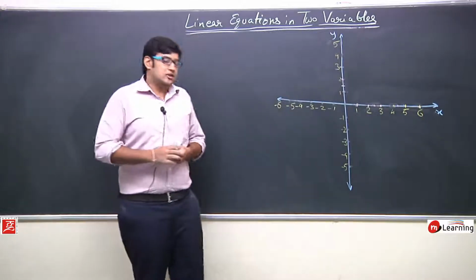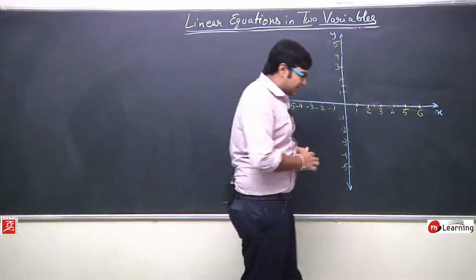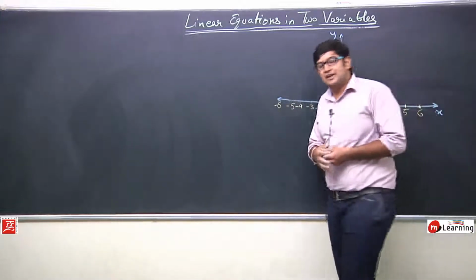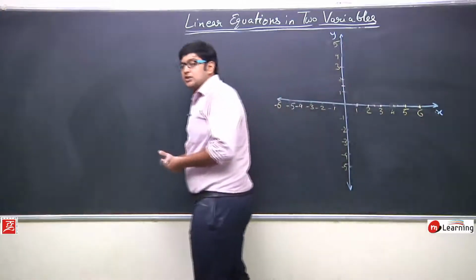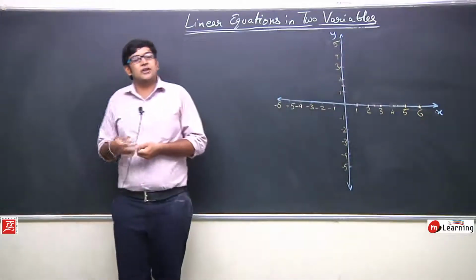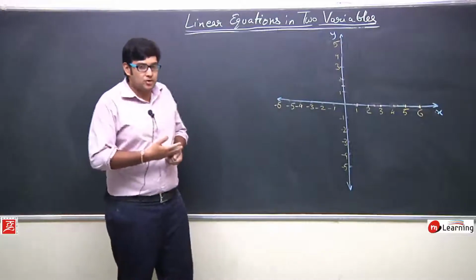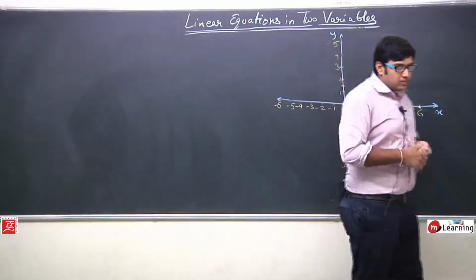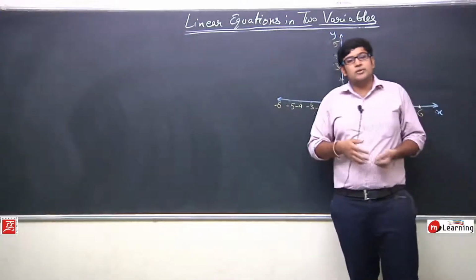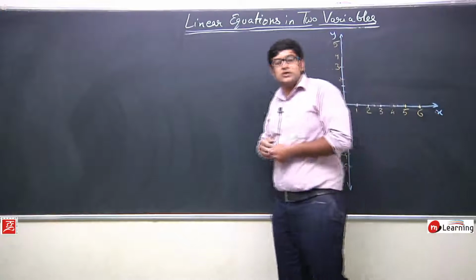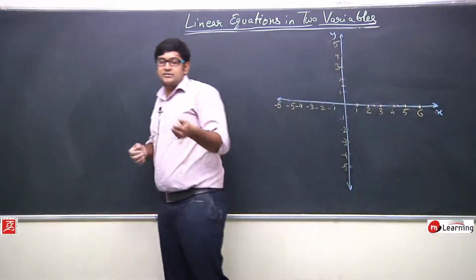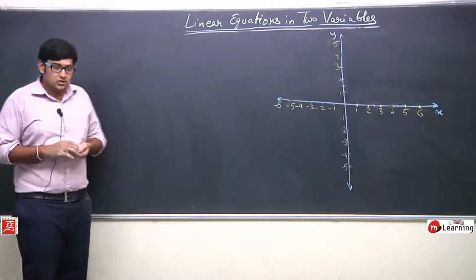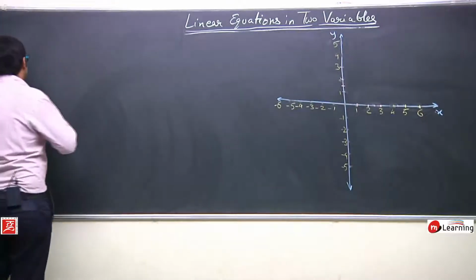Okay, so we have understood the two conditions, the two cases when the pair of linear equations will have solutions, and what the possible solutions are. For example, if a1 upon a2 is not equal to b1 upon b2, then the equations will definitely have one solution. If a1 upon a2 is equal to b1 upon b2 but not equal to c1 upon c2, then the equations will represent two parallel lines. Now let us take the third case.